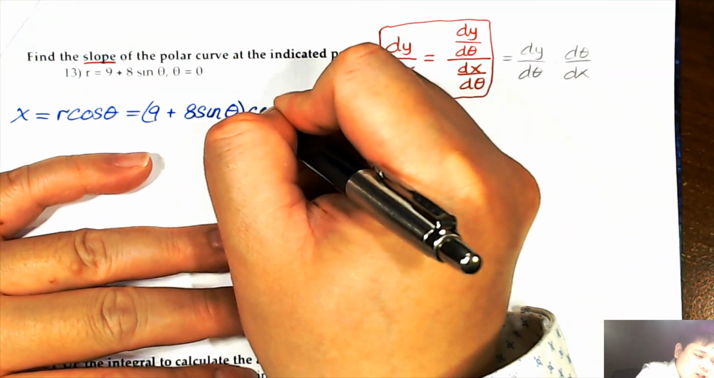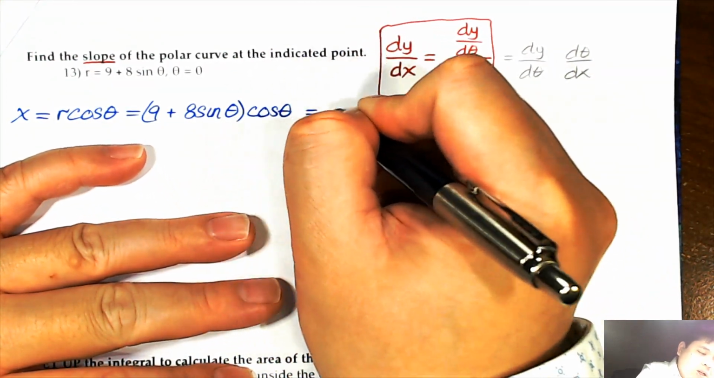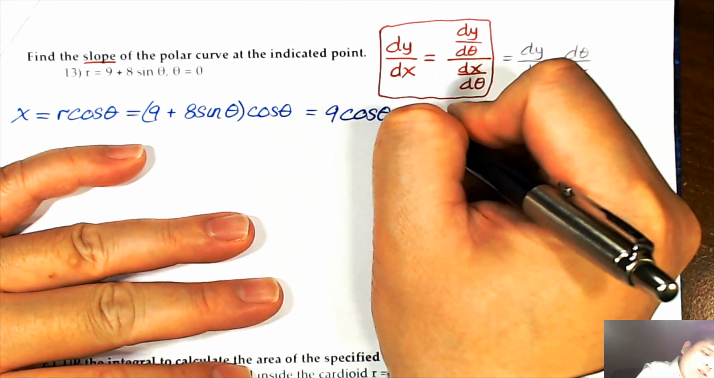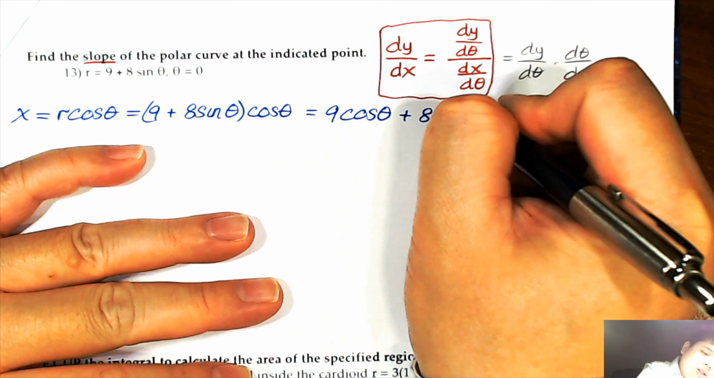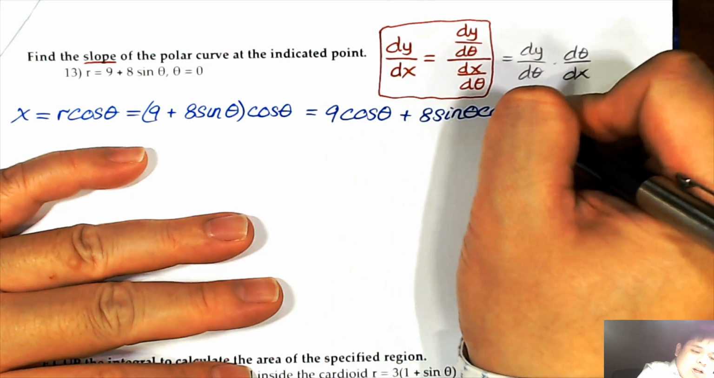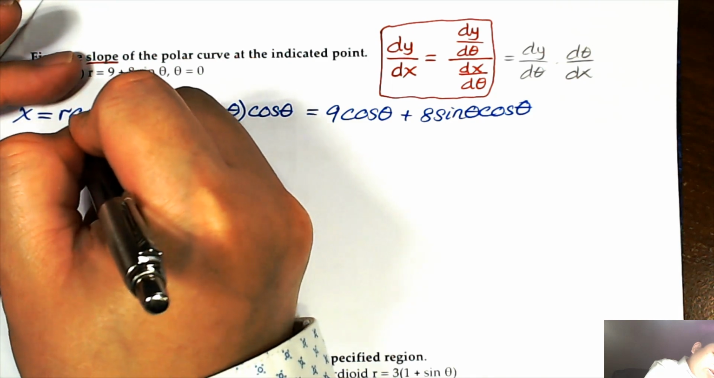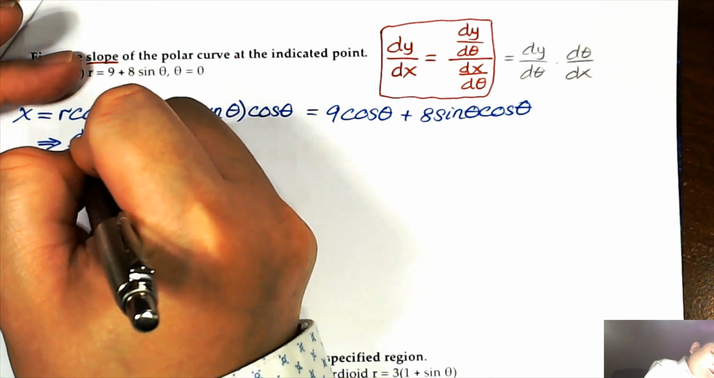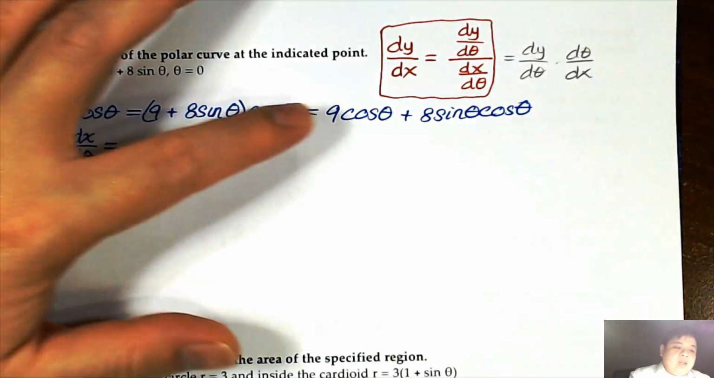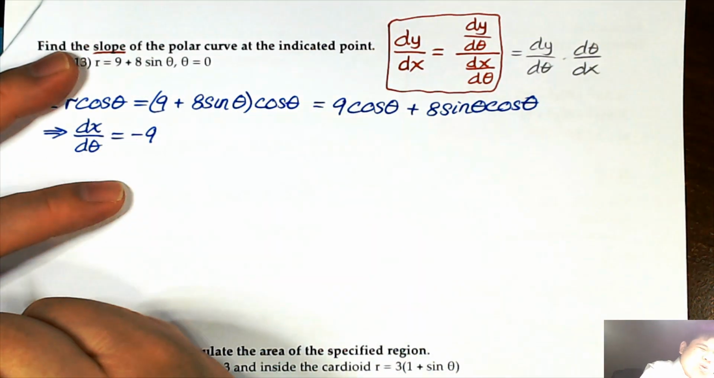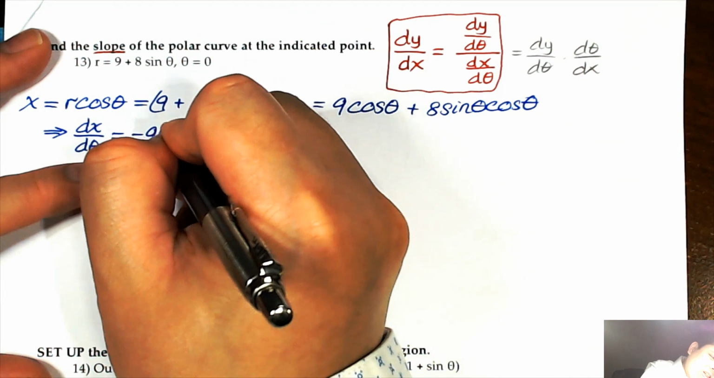Cosine theta. Multiply it out: 9 cosine theta, plus a sine theta cosine theta. We will take the derivative with respect to theta. The derivative of 9 cosine theta is negative 9 sine theta, since the derivative of cosine is negative sine.